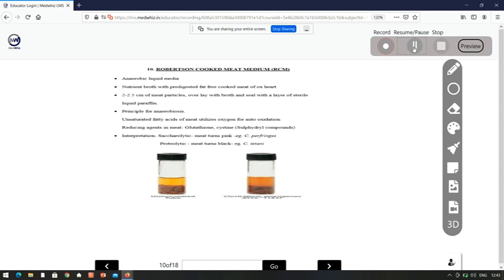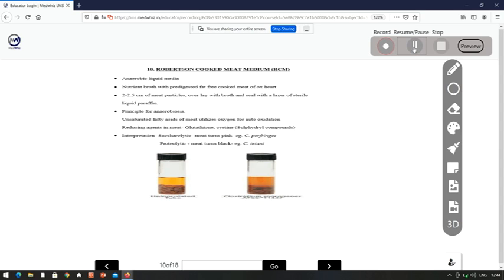So what is the principle of anaerobiasis? The unsaturated fatty acids of meat utilize the oxygen for auto-oxidation, thereby reducing agents in meat like glutathione and cysteine.